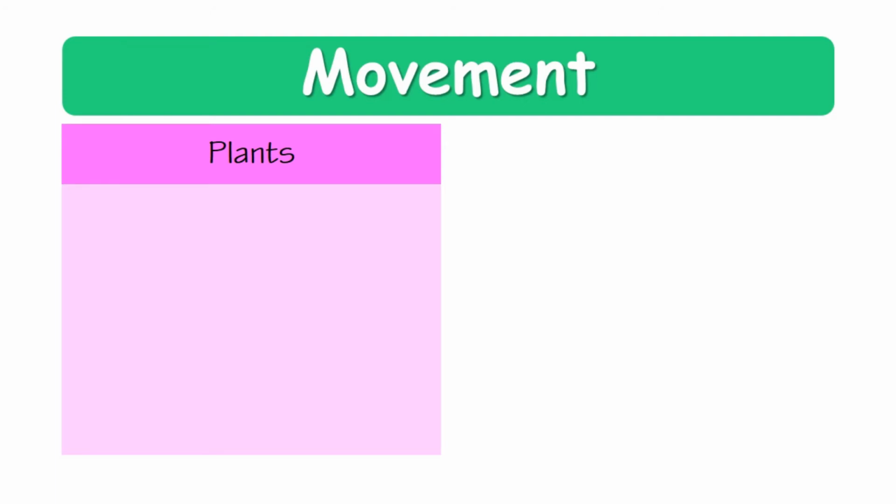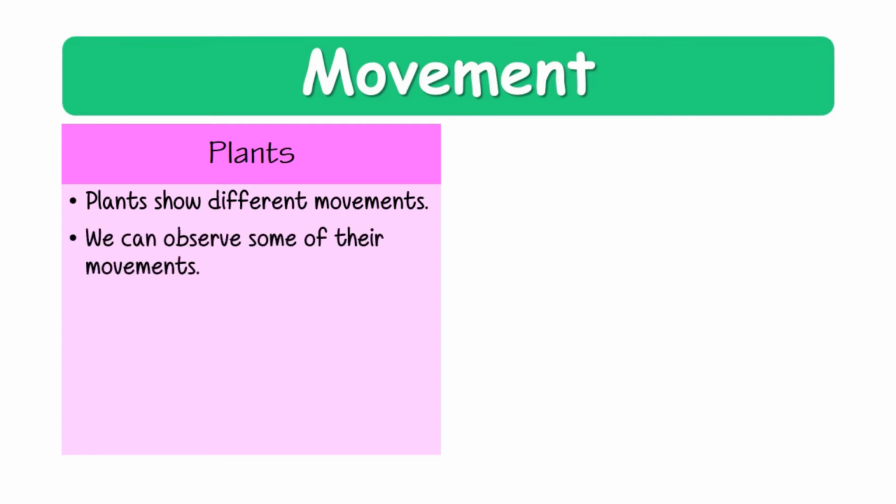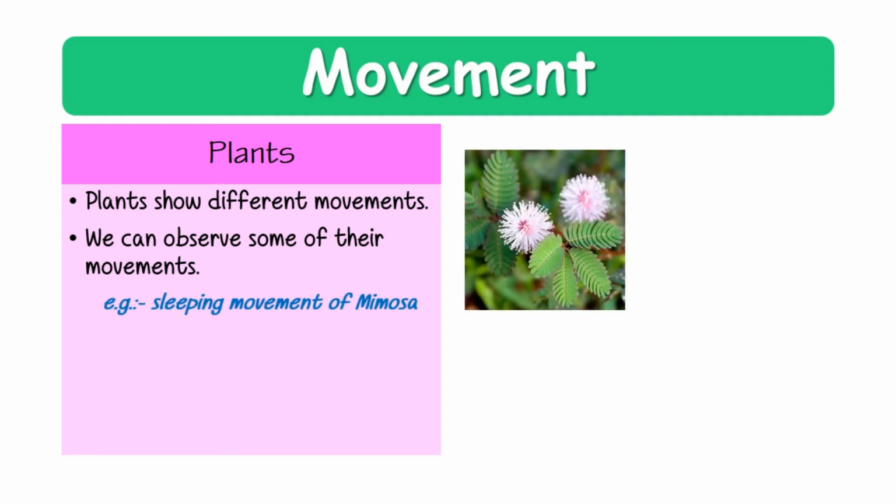Okay, then let's learn about the third characteristic of organisms, that is movement. First, let's see the movements of plants. Plants show different movements. We can observe some of their movements. For example, sleeping movement of mimosa plant. Other than mimosa, we can observe the sleeping movement in albizia, sesbania, and tamarind leaves.